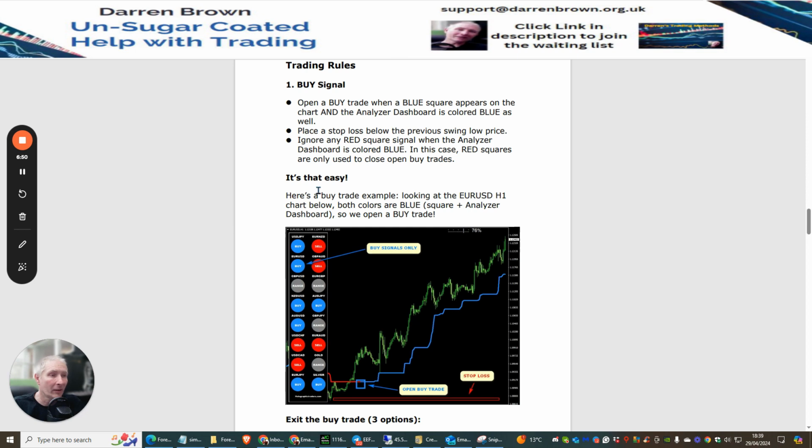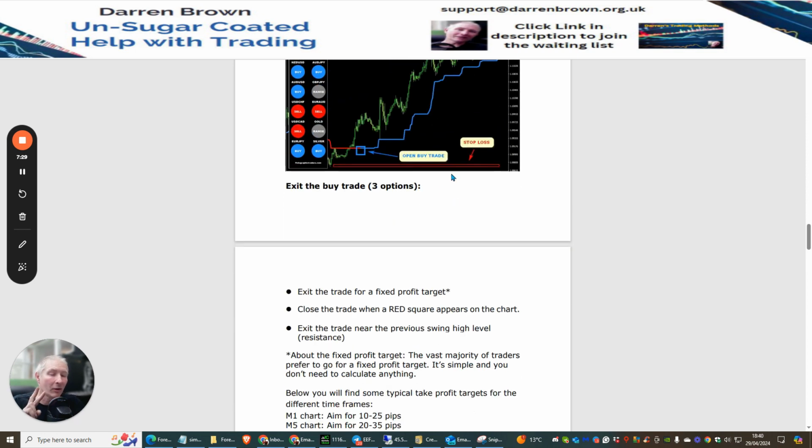Here's a buy trade example. Looking at the Euro USD at 1 hour chart below, both colors are blue. Square plus analyzer dashboard. So you've got square, which is here, open buy trade. This is your stop loss, which is at the lowest low, which is this point here. And then you've got your buy signal, which is this one here, which is Euro USD. Okay, so we're using a Euro USD chart, and you can see that this went up and it made quite a significant price. So both colors are blue. Square and analyzer dashboards are open to buy trade.